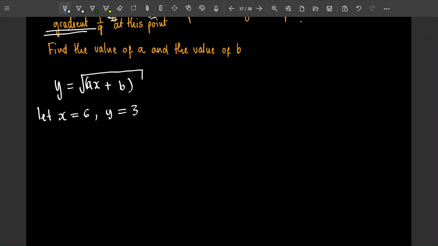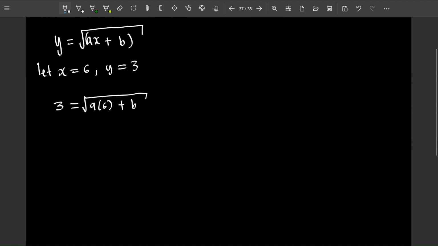We can put that in. So wherever there's y, we're putting 3. So 3 will be equal to the square root of a multiplying x, which is 6 now, plus b. So we can now say 3 is equal to the square root of 6a plus b.